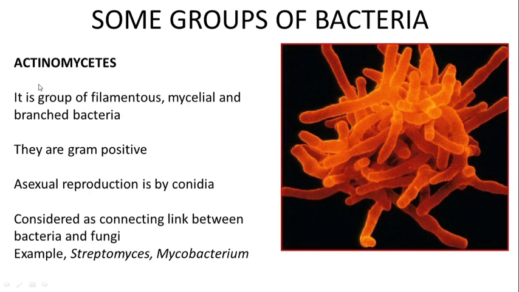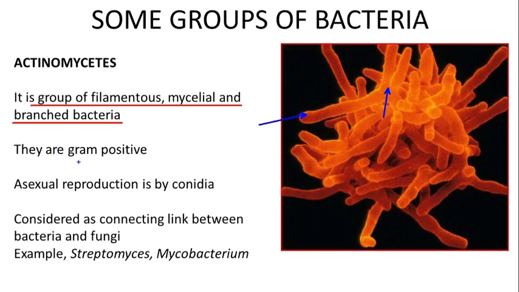Second, another type of bacteria are actinomycetes. Now these actinomycetes are again very interesting. Actinomycetes include a group of filamentous, mycelial and branched bacteria. As you can see in the picture, these bacteria are filamentous and they are branched. This is the branching point, as you can see here.